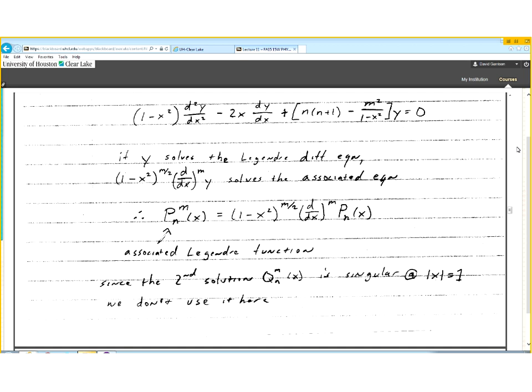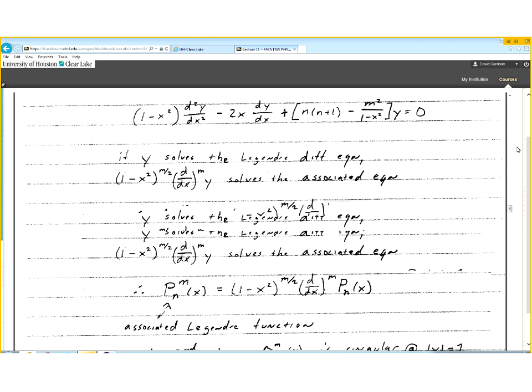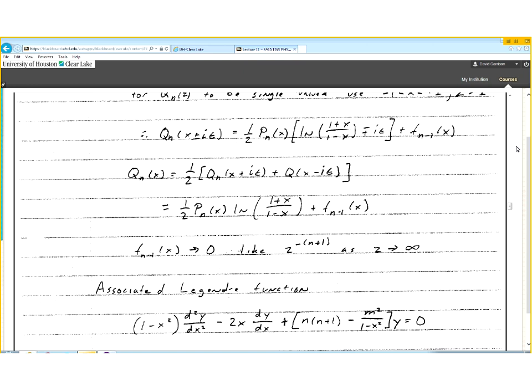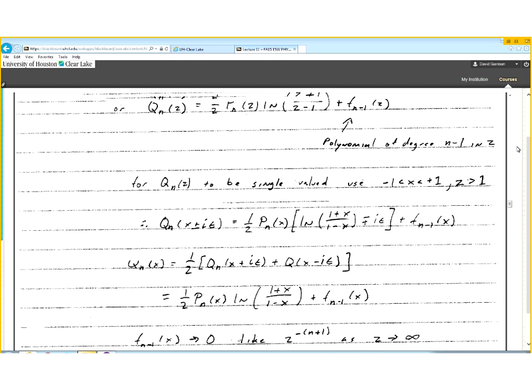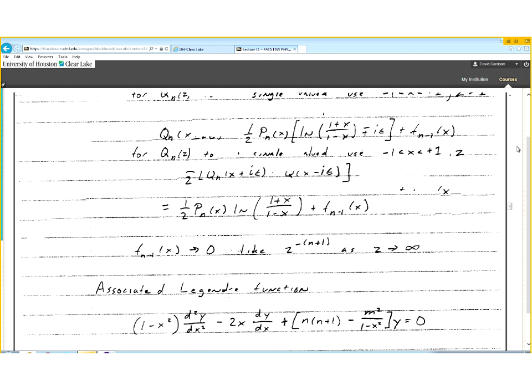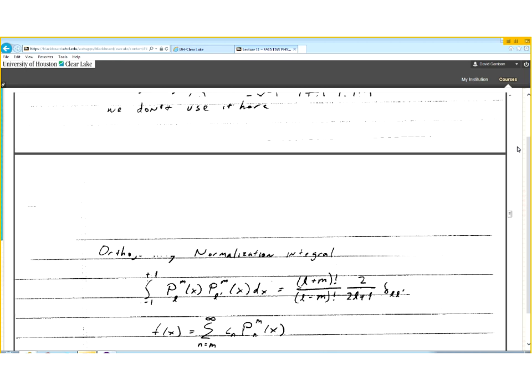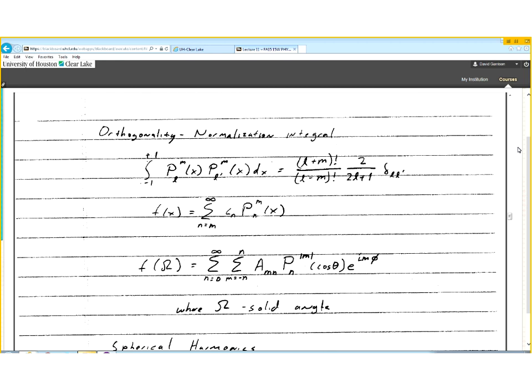But what happens with the second solution is if you take x equal to 1, then you have right here x equal 1, and you end up getting something singular because x doesn't actually go all the way to 1 in the second solution. So we have these associated Legendre functions that we have in addition to the regular Legendre function.